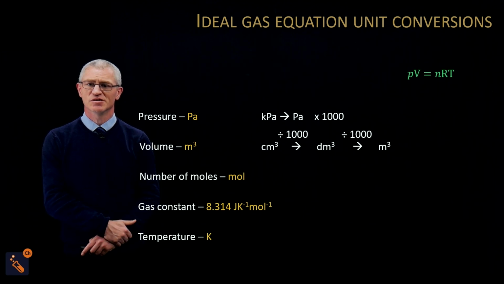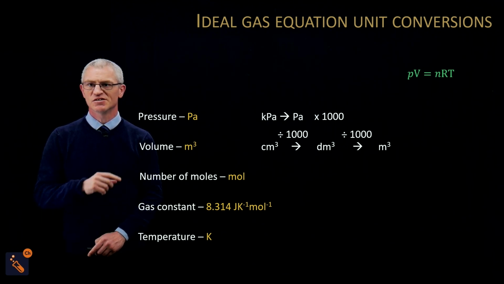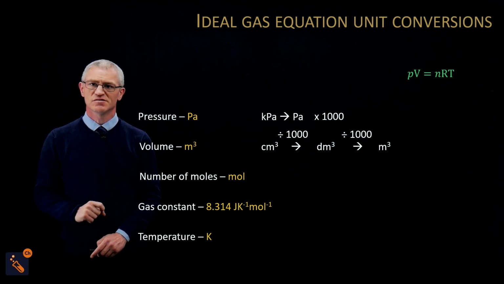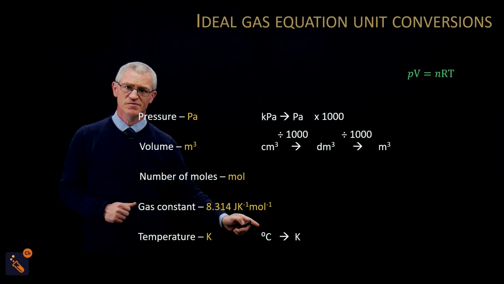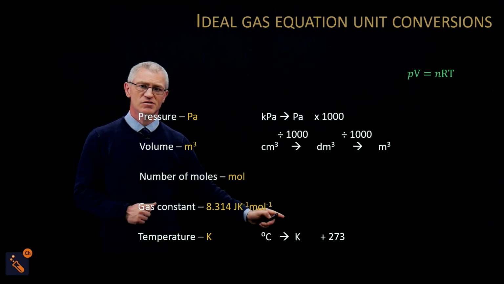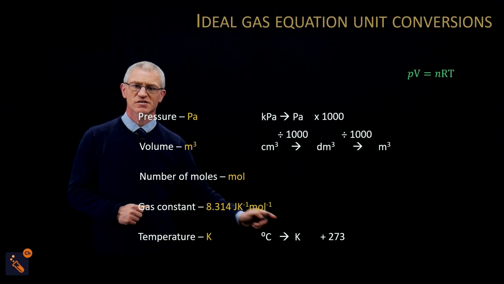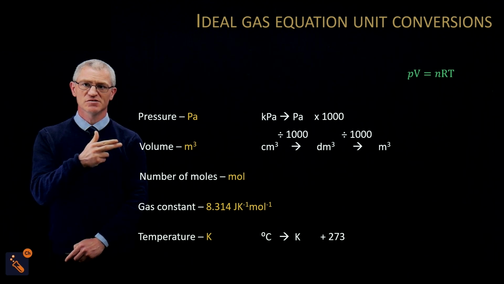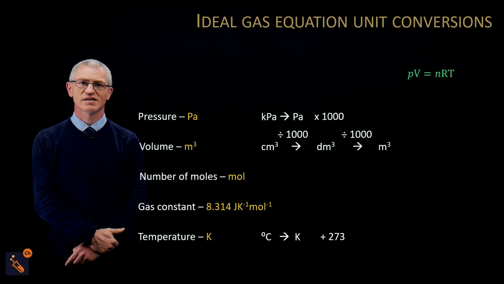And then temperature. Now, 0 degrees Celsius is 273 Kelvin. So 0 Kelvin is 273 degrees below 0 degrees Celsius. So if you want to change 0 degrees Celsius to Kelvin, you would add the 273 back on. So simple conversion, degrees Celsius to Kelvin, add 273. And these three conversions will be the most common conversions that you use in this question.